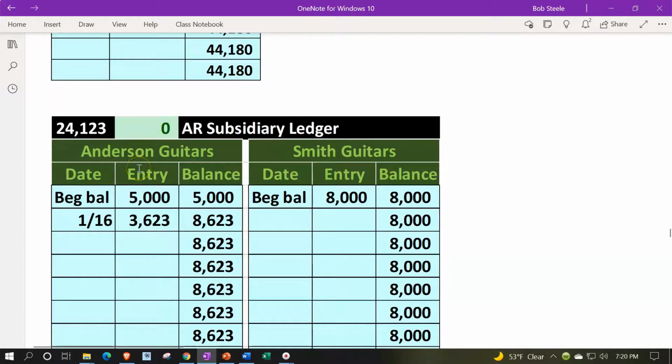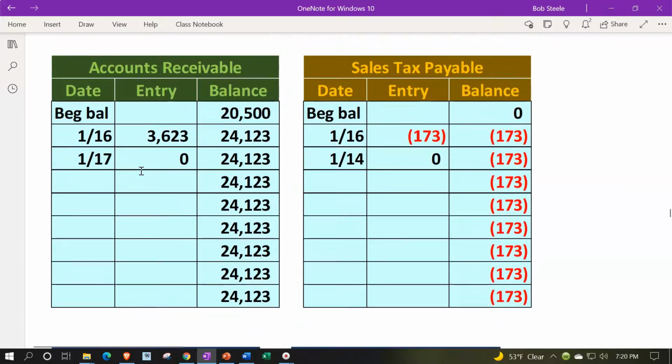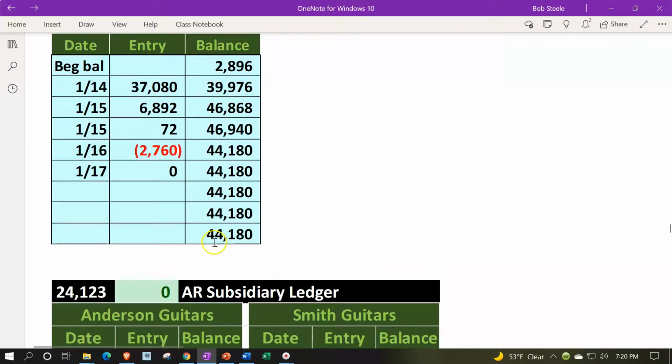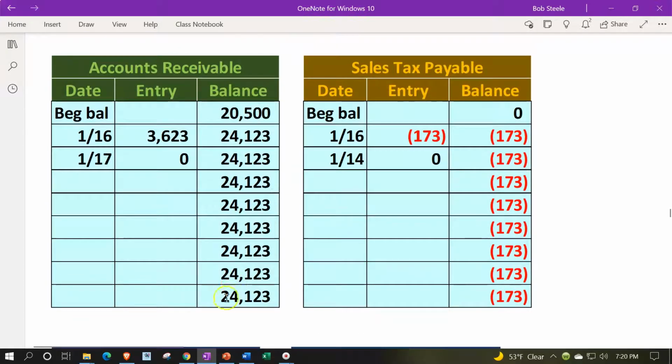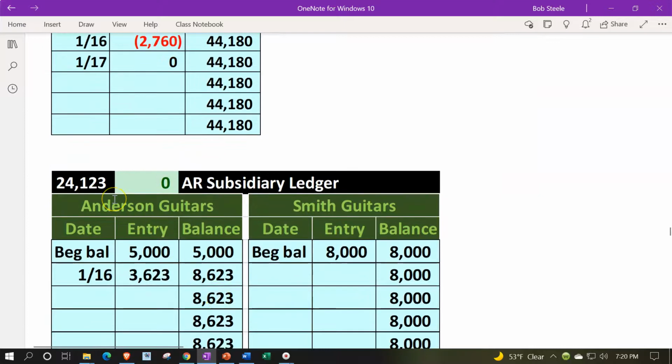would be like the inventory valuation summary in QuickBooks. It should tie out to the inventory account, which is right here, which is the 44, and it doesn't. Why? No, this is not inventory, accounts receivable. Accounts receivable 24,123, 24,123, and 24,123.